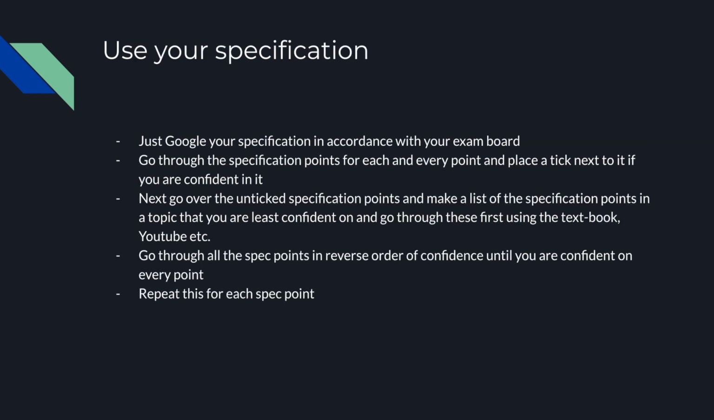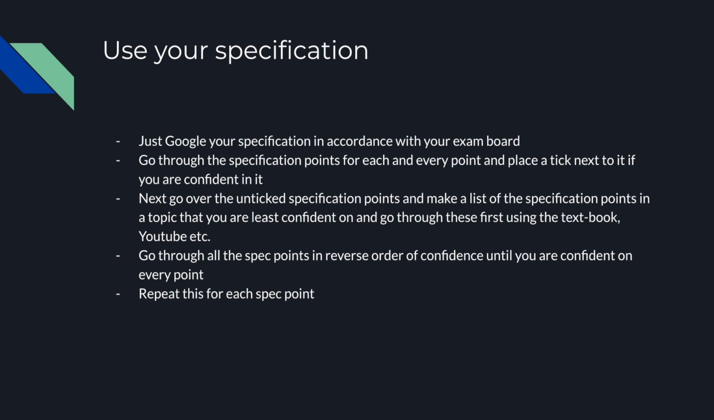The first point is to use your specification. When I'm tutoring, I come across so many students who just haven't looked at the specification before or haven't gone through it in enough detail. Google your specification in accordance with your exam board and the subject, in this case chemistry, and then go through that specification point by point and place a tick next to each point you're really confident in, and ideally grade them. I used a color system but you can use numbers, whatever you want, based on confidence.